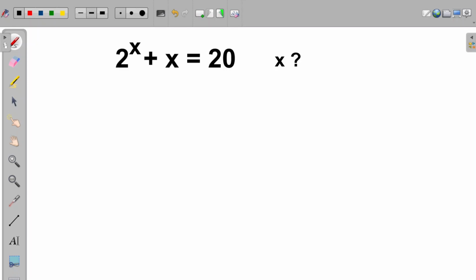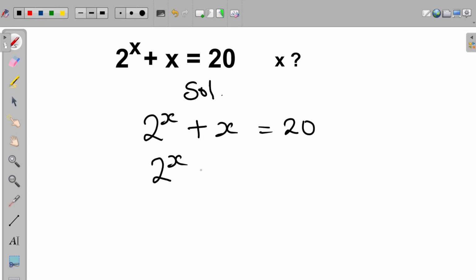In this video, we will find the value of x using the Lambert W function. The equation given to us is 2 to the power of x plus x equal to 20. Now, the first step is to move x to the right hand side. So, we have that 2 to the power of x is equal to 20 minus x.